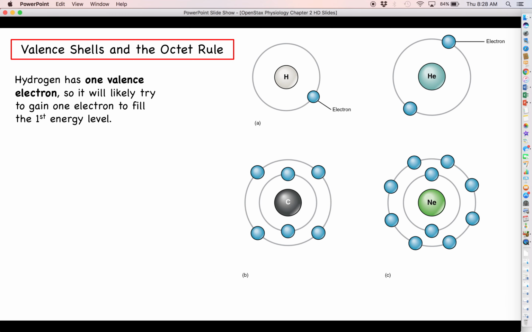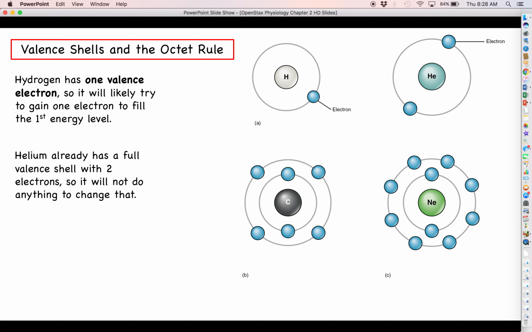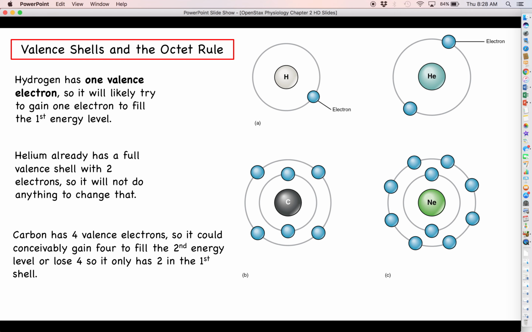So again, hydrogen has 1 valence electron, so hydrogen is going to want to participate in chemical reactions such that it tries to gain an electron and fill that outer shell. Helium already has 2 valence electrons, it already has a full outer shell, so it is largely going to be chemically inactive. It's not going to want to participate in chemical reactions because that would spoil what it already has, which is a good thing. It already has fulfilled the octet rule.